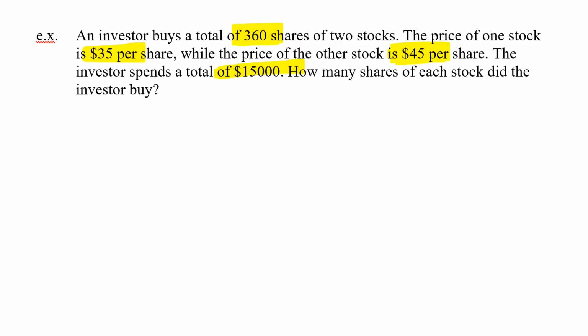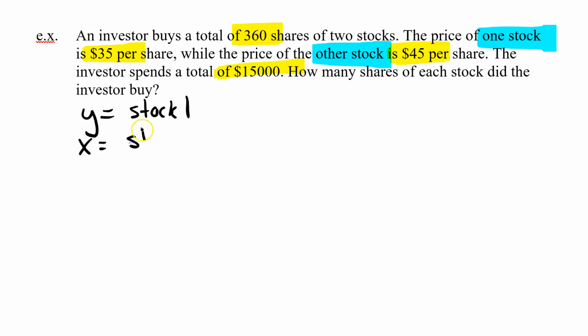So first thing you got to do is identify your variables. Now hopefully we realize that the variables are going to be stock number 1 and then the other stock, stock number 2. So I'm going to let y equal stock 1, and I'm going to let x equal stock 2.